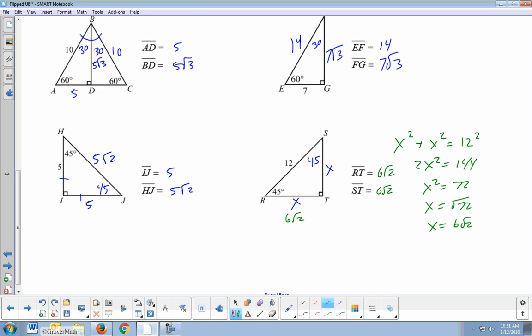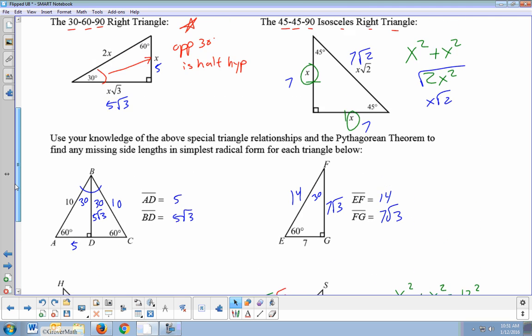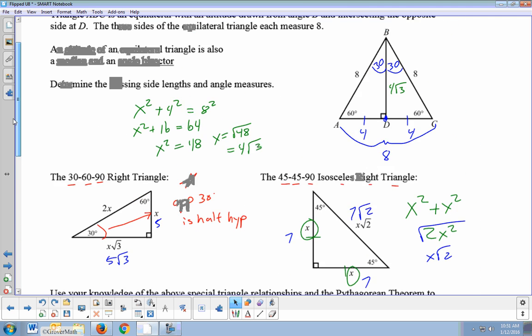And you'll see why: if my side has rad 2 in it, my hypotenuse is my side times rad 2. So it'd be 6 rad 2 with another rad 2. And rad 2 times rad 2 is just 2, times 6 is 12. So for 45, 45, 90, whatever your sides are, your hypotenuse is that times rad 2. But if your side happens to have a rad 2, you'll see the hypotenuse doesn't, because rad 2 times rad 2. So these are your special right triangles, and they are basically shortcuts to Pythagorean theorem.